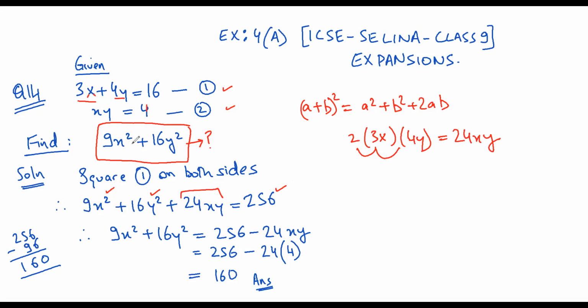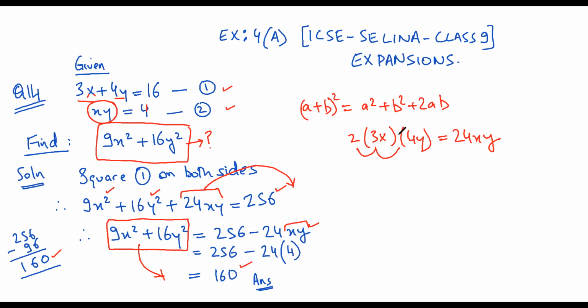Now, because I need to find 9x square plus 16y square, it will remain on the left hand side, and I will bring this 24xy towards the right hand side. Why? Because I know the value of xy, so I'll put the value of xy here. 24 into 4 is 96. So 256 minus 96 is 160, and therefore my final answer is 160. Any doubt, Mr. Rudra? No, sir.